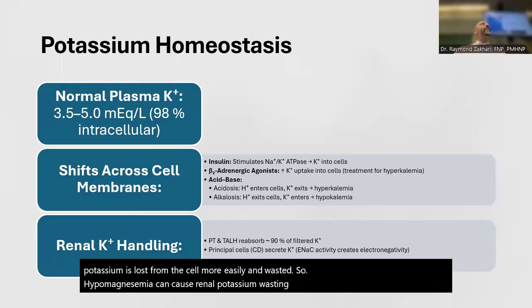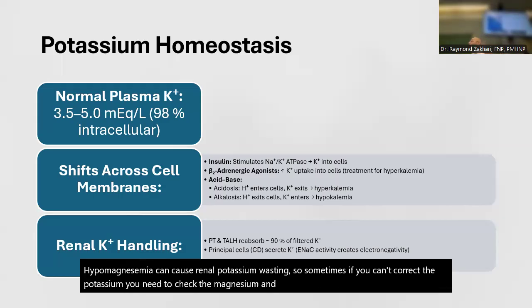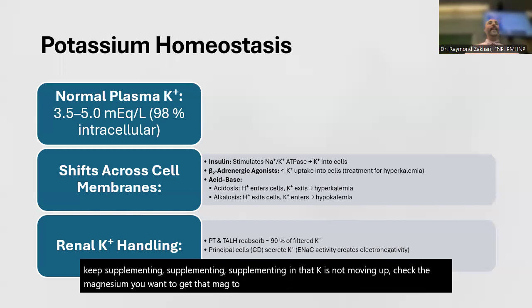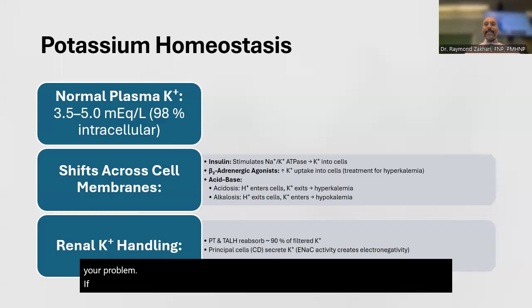So sometimes if you can't correct the potassium, you need to check the magnesium and make sure that too is regulated. If you keep supplementing and that K is not moving up, check the magnesium. You want to get that mag to like 2 to 3, and that might be sufficient to fix your problem. If you give potassium without correcting low magnesium, the potassium will not stay in the body and the hypokalemia will be perpetuated.